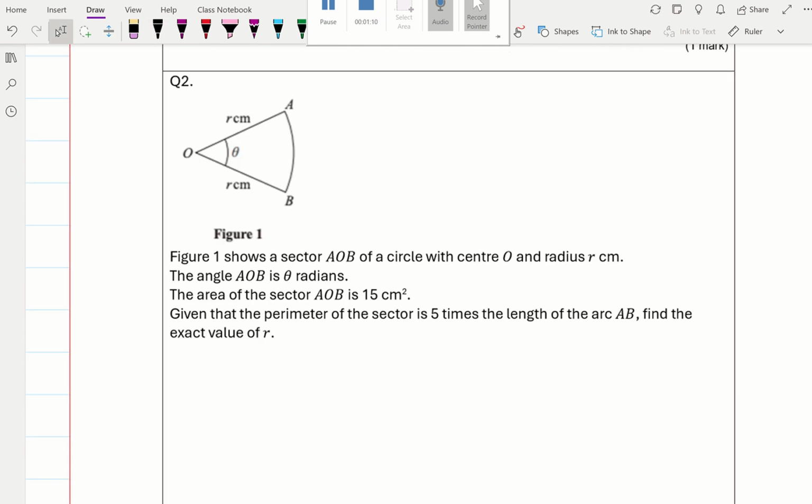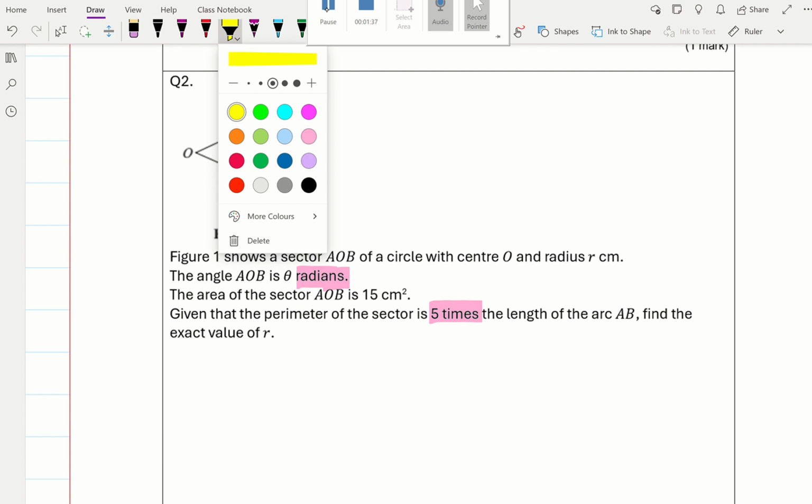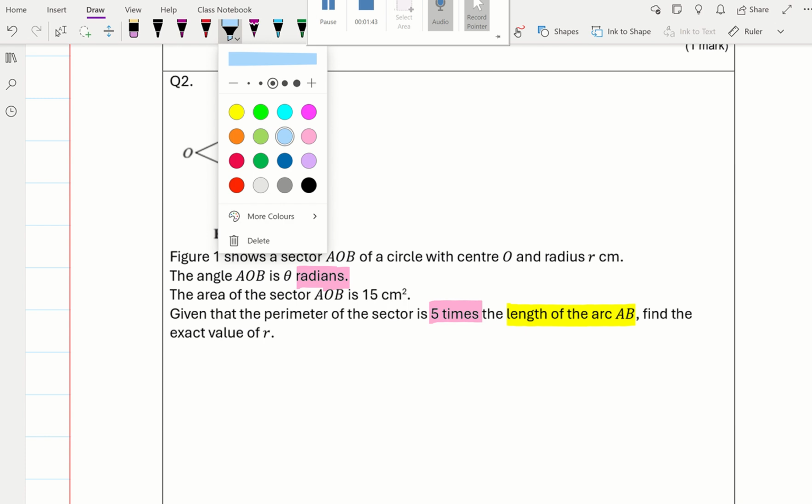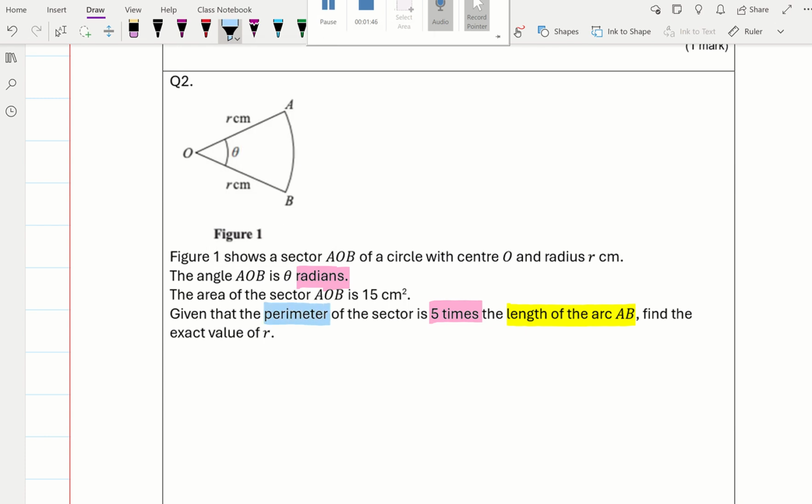Question 2 says figure 1 shows a sector AOB of a circle with center at O and radius r centimeters. The angle AOB is theta radians. The area of the sector is 15 centimeters squared. Given that the perimeter of the sector is 5 times the length of the arc, and there's area as well, so there's a lot here. Find the exact value of r.